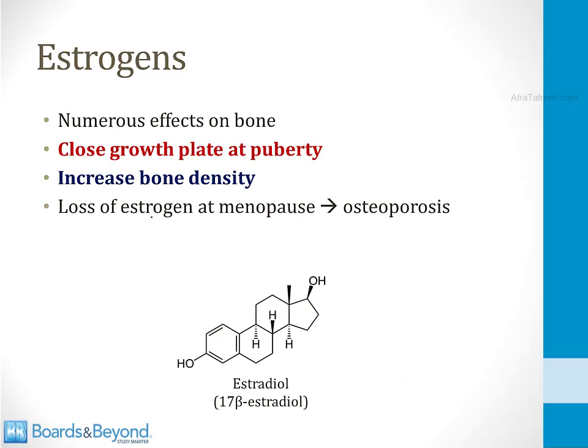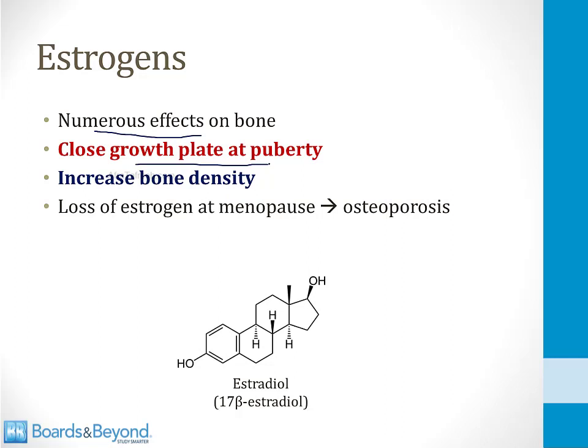I'll finish this video by talking about estrogens. Estrogens have numerous effects on bone. First of all, they close the growth plate at puberty. So in girls at puberty, the ovaries begin making lots of estrogens, and that will close the growth plate. In boys at puberty, the testes make lots of androgens, but they also make estrogens, and those estrogens will also close the growth plate in boys, just like in girls.